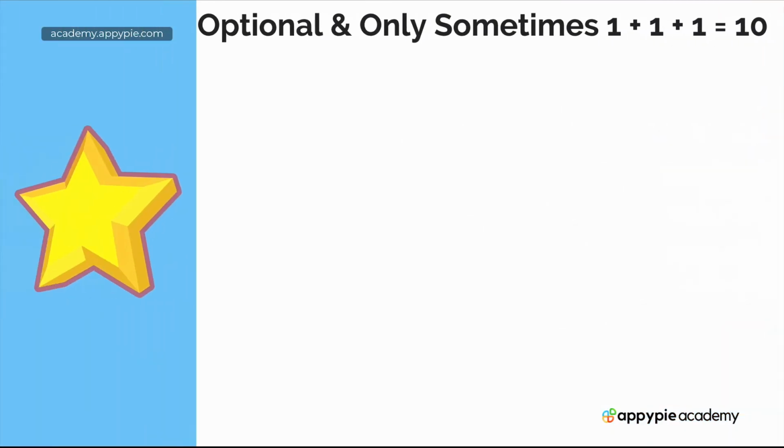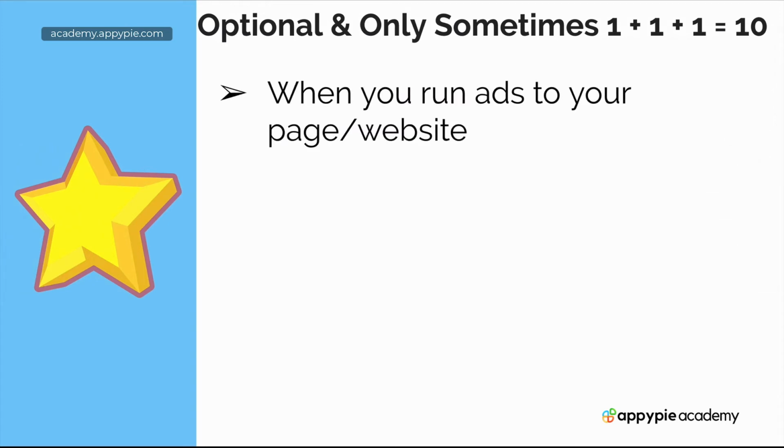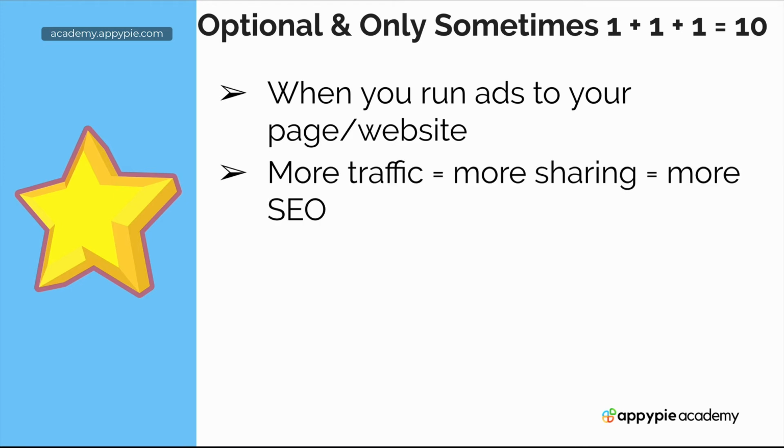Now, second, we just talked about 1 + 1 = 3. Now let's talk about 1 + 1 + 1 = 10. What do I mean by that? This is going to be optional only sometimes and for some people, but when you run ads, and this is optional, you don't have to spend the money on ads if you don't want to, but if you are open to ads and you run those ads to your website or some specific page, that will give you what? More traffic. And that traffic will give you what? More sharing, which will give you what? More SEO. And more SEO, more ranking will help you get additional traffic who is going to do more sharing.